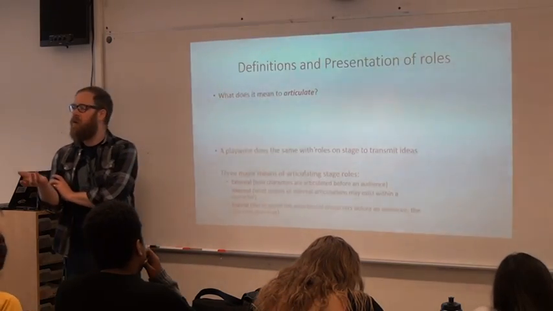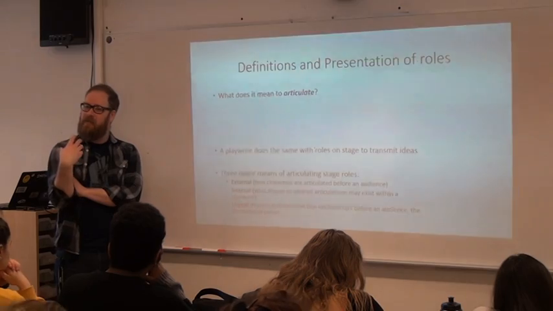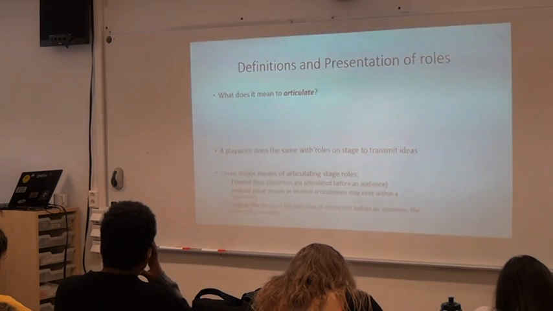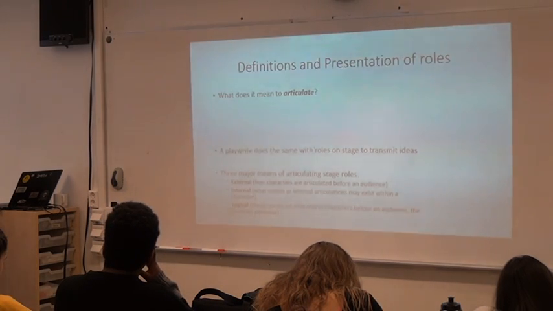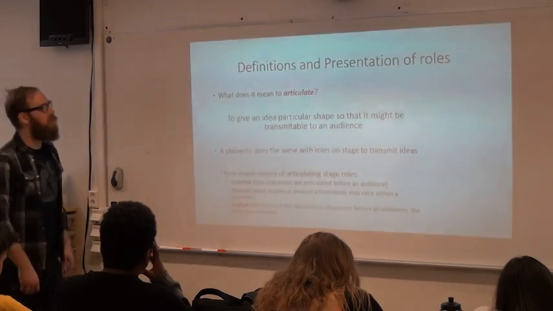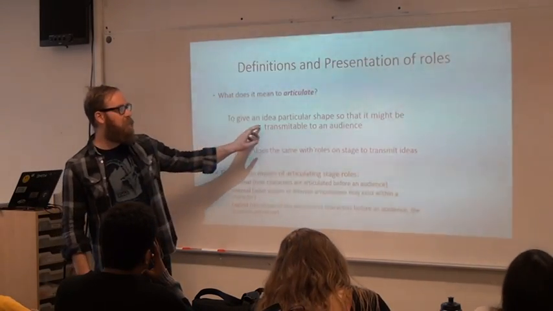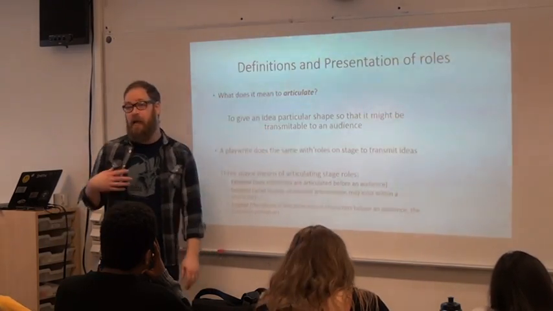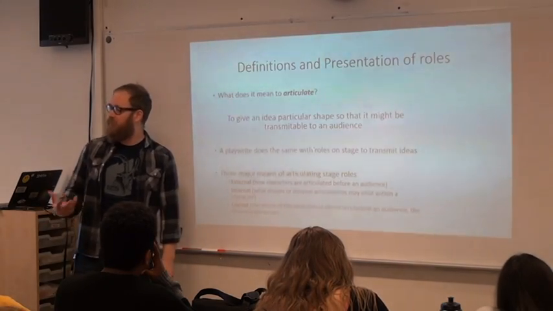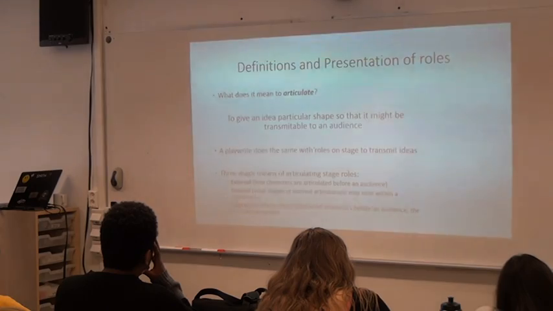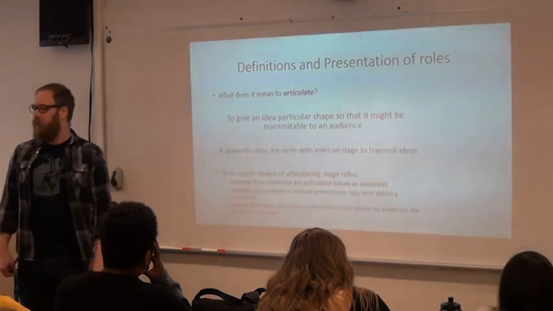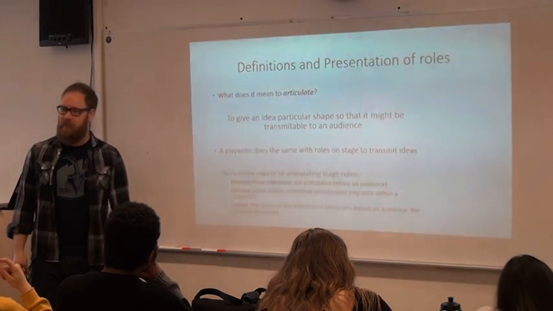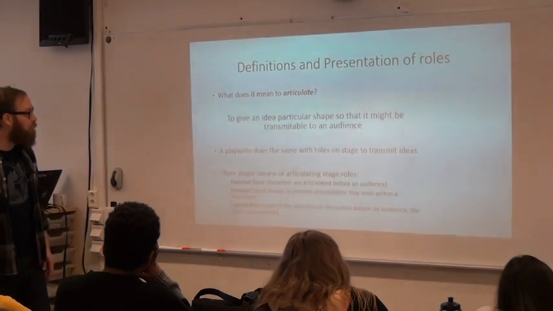That's very good. When we talk about articulating a character, we're not talking about speech so much as we're talking about adding details to a character. Once you've established a character, that character has to grow, change, interact with other characters, and that sort of thing. So here's your definition. To articulate means to give an idea a particular shape so that it might be transmittable to an audience. Make it digestible for people. Make it believable for people. That's what articulating a character does. And like I just said, a playwright does the same in order to transmit ideas through those characters. Those would be the bases for a character and the rhetorical functions of a character.